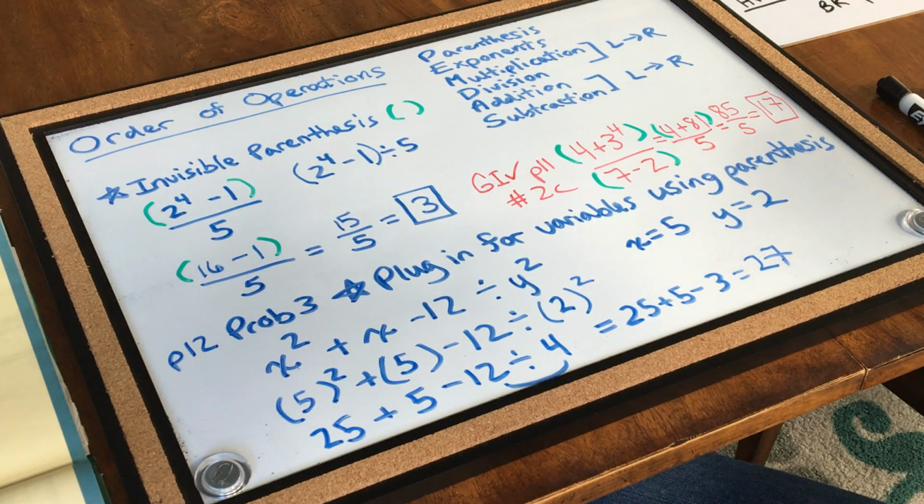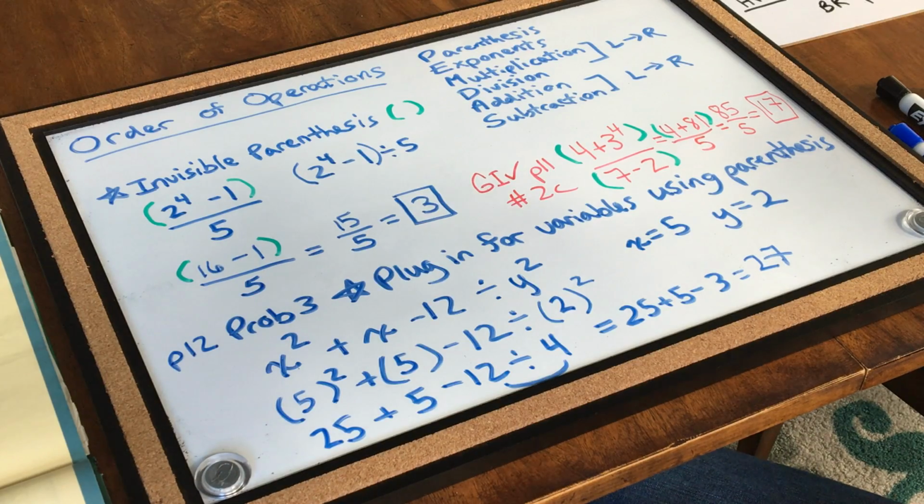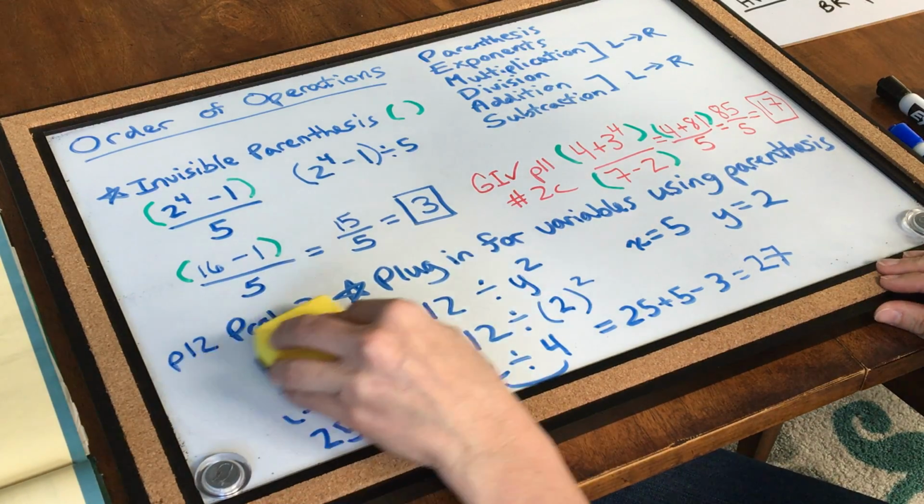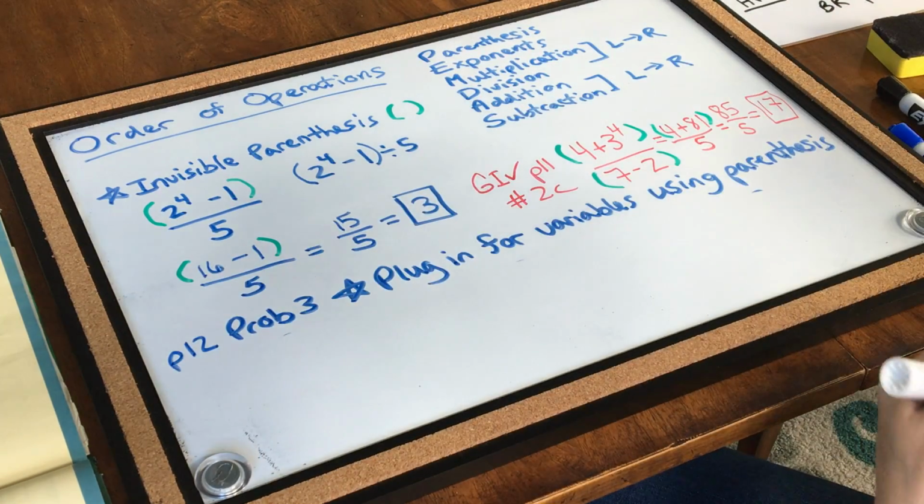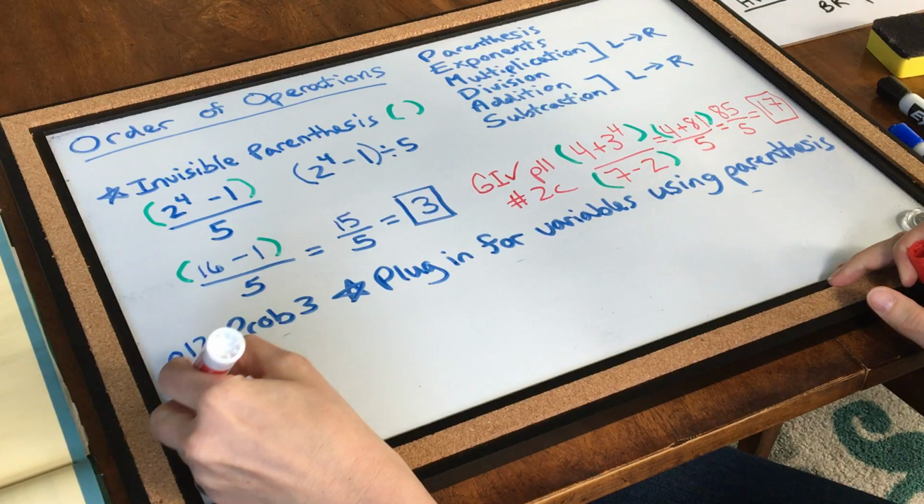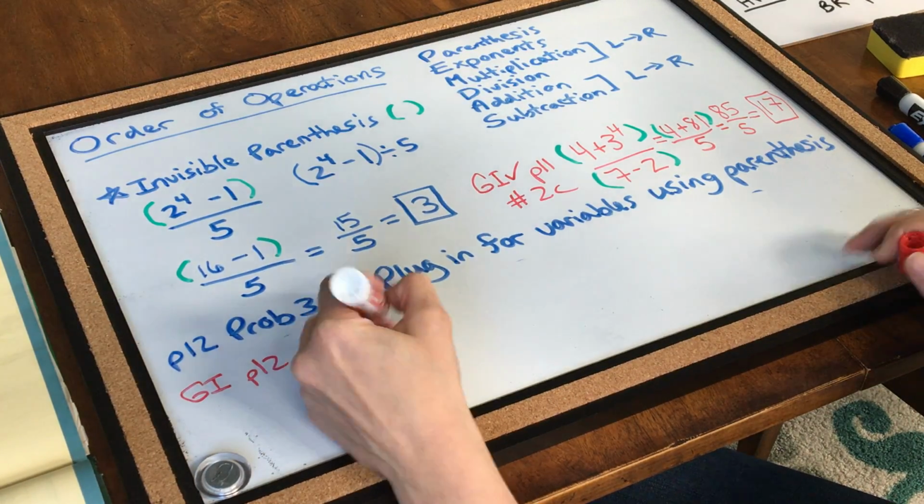Okay. So I think that you're ready to try the gotta check. If you need to pause the video to write this down, go ahead, because I'm going to erase it. We're going to be doing gotta check, page 12, number 3A. I'm going to erase this so I have a little room for my final gotta check.